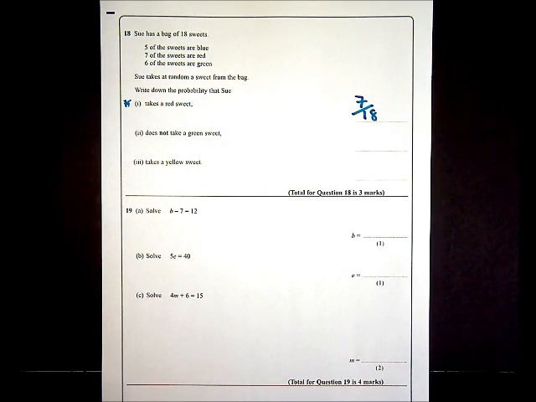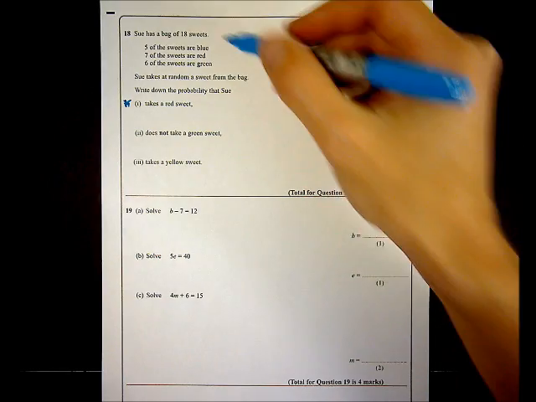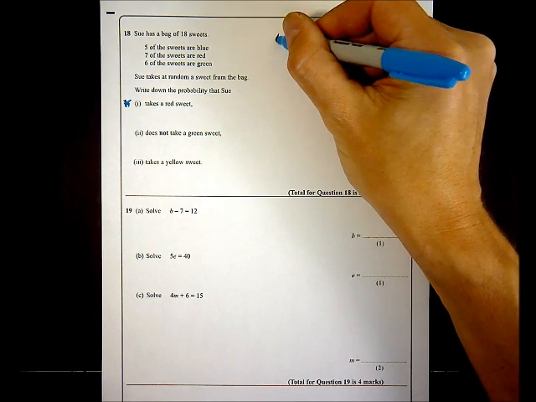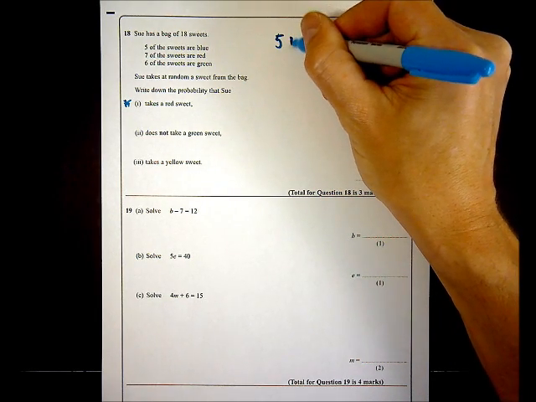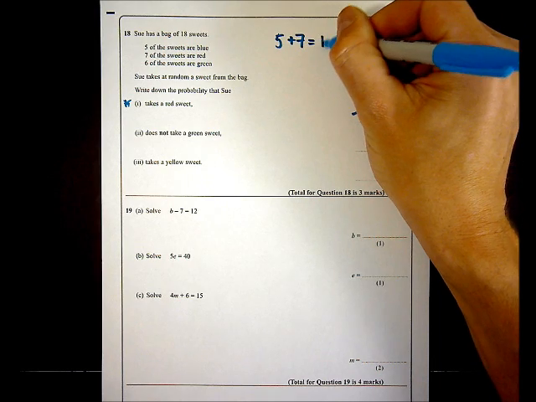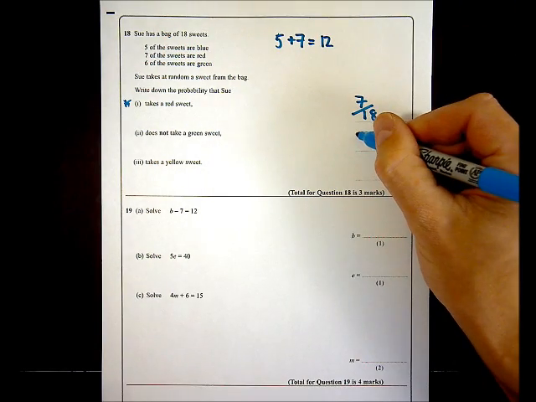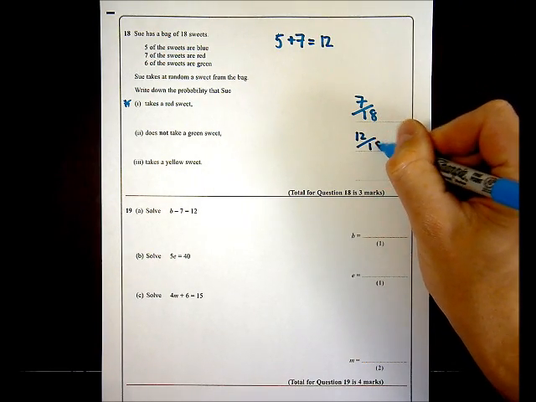In part II, I'm asked to work out the probability that she does not take a green sweet. So if she isn't taking a green sweet, she must be taking either the 5 blue sweets or the 7 red sweets. And 5 add 7 would be 12. So my probability is 12, again out of 18.